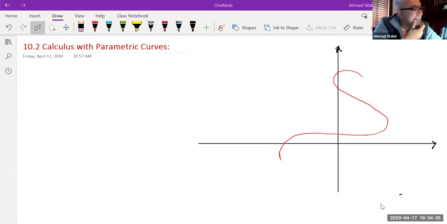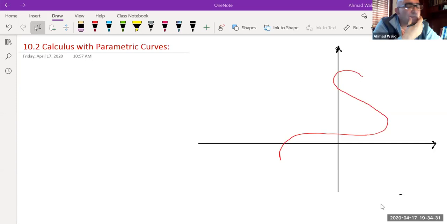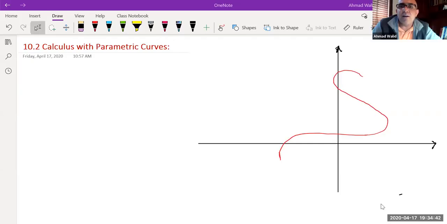Last class we discussed what is a parametric curve, what is a parametric equation. We solved a few problems. Now today I will start with the calculus of parametric curves. To save some time, I already drew a curve here for you. Do you see this red curve like an S shape? It is like an S shape.